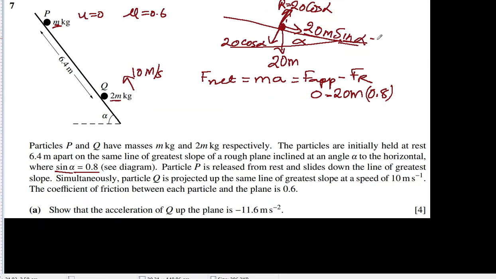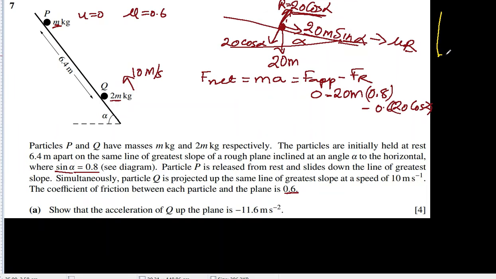And friction will also be downwards, because the object is moving upwards, so the friction has to be downwards, and it will be mu R. So minus mu, which is known to us, 0.6, they have given between the particle and the plane, 0.6, and R we just found, 20 cos alpha. Now the problem here is we have to find cos alpha as well. There are so many ways of doing it. The easier one would be this one.